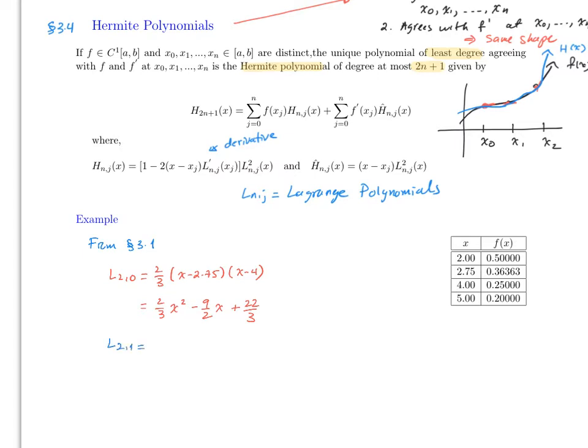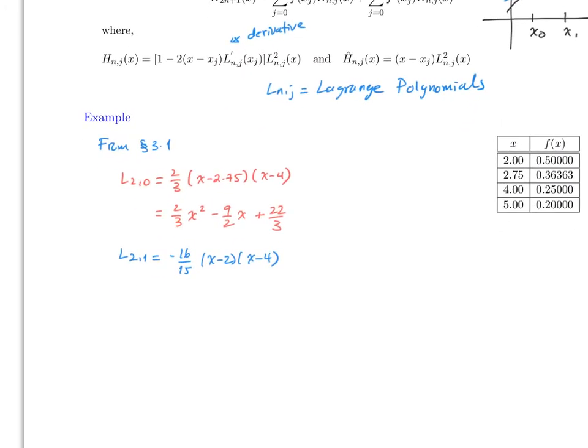Then L2,1 was equal to minus 16/15 times (x minus 2) times (x minus 4). The only reason why I rewrite it is so that it's easier to take the derivatives. So it's not required, as long as you take the derivative correctly. Then this is equal to minus 16/15 x squared plus 32/5 x minus 128/15.